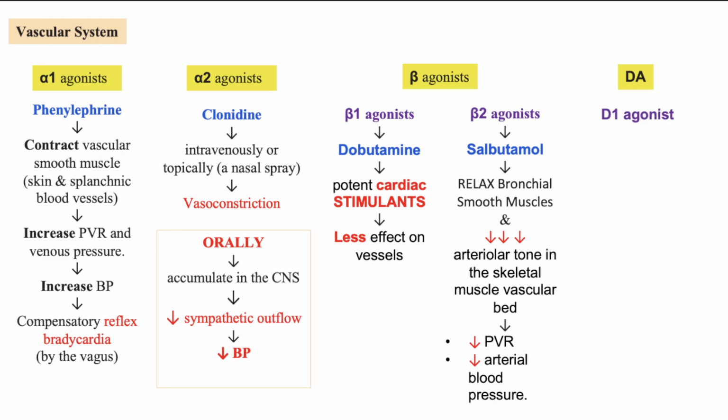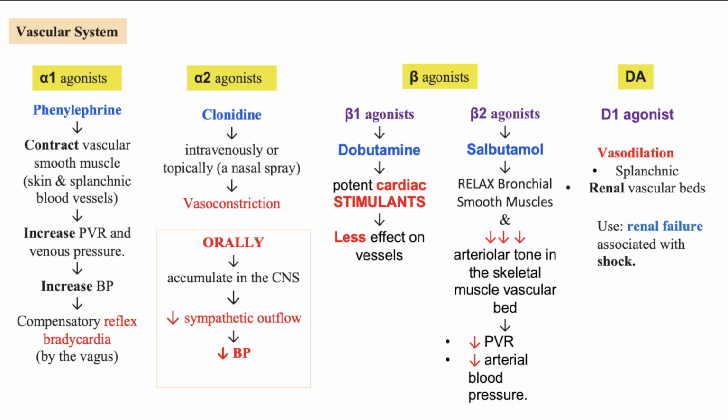What happens when the dopamine 1 agonist is activated? When the dopamine 1 receptor is activated, it will lead to vasodilation, because D1 is present in the renal as well as the splanchnic blood vessels, leading to relaxation of the vascular smooth muscles and vasodilation. So these are very useful. Why? Whenever there is a shock associated with renal failure, the renal function will be shut down and renal perfusion will be reduced. In such cases, giving dopamine will activate the D1 receptors in the renal vascular system, and it will increase the perfusion to the renal system.